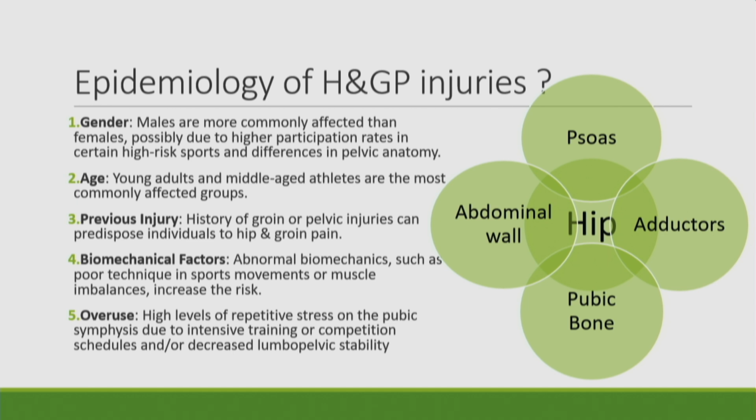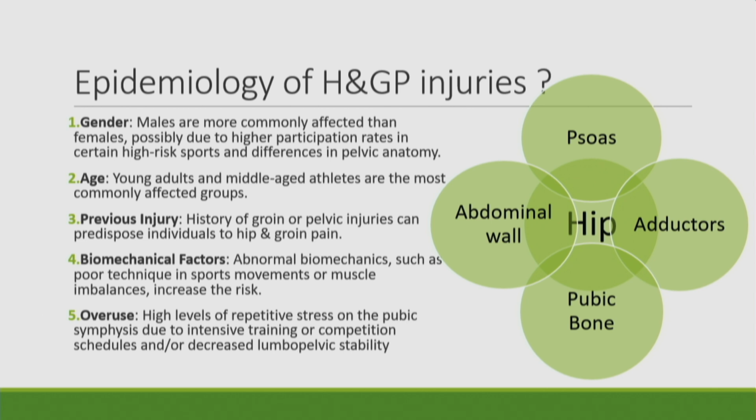The iliopsoas is also going to be implicated. We know iliopsoas and adductors share the same action in a lot of ways. So if there's an issue in one, there's going to be some kind of issue in the other. There's probably not going to be too much of an abdominal wall interrelation.